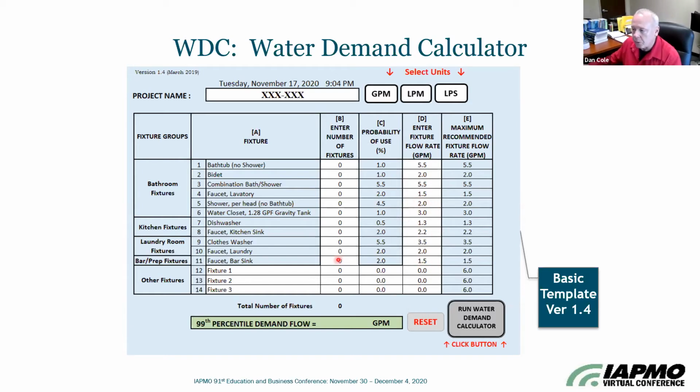So these are changeable. You can change your units to either gallons per minute, liters per minute, or liters per second. You can enter in your project name. And the output values are the number of fixtures. The 99th percentile demand flow rate will be entered here after you run your calculator, and then you have a reset button. So those were the basic features of version 1.4.